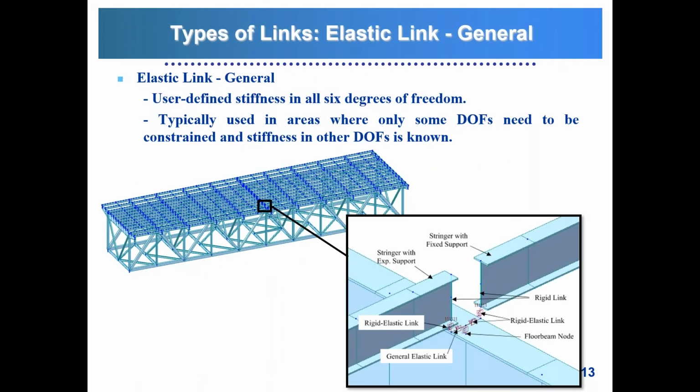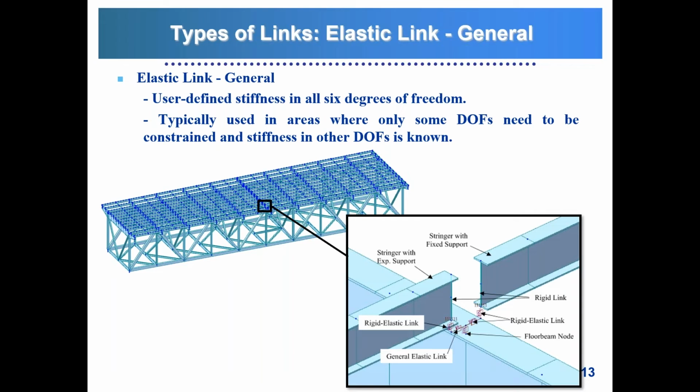The other type of link is a general elastic link, and as the name suggests, this is the elastic link that gives you the most flexibility in the sense that you have to define a stiffness in all 6 degrees of freedom. Now, that stiffness could be a known value, or it could be a very high stiffness to simulate rigid behavior in some of the degrees of freedom.